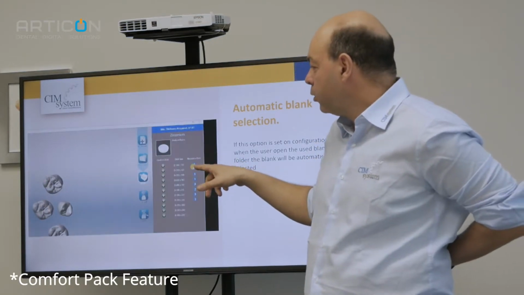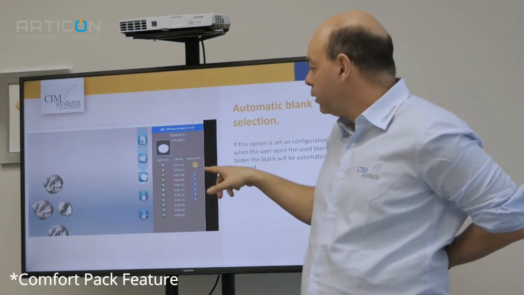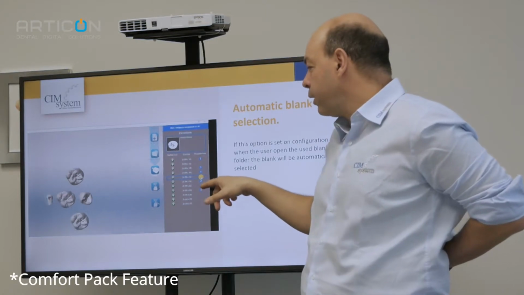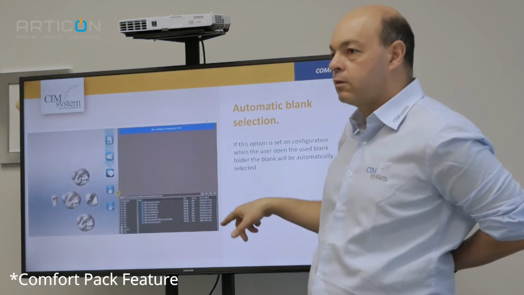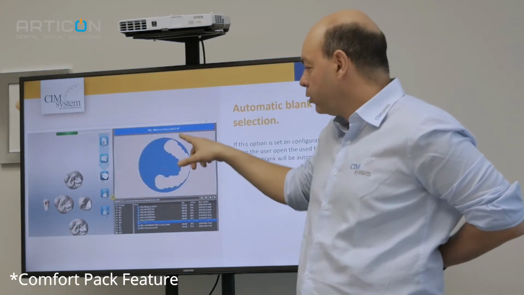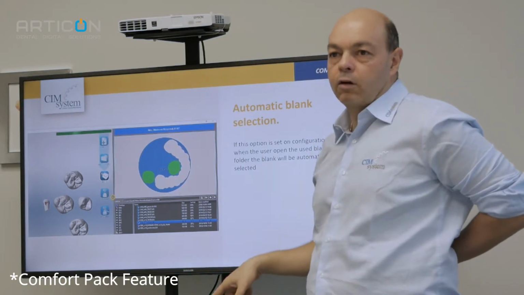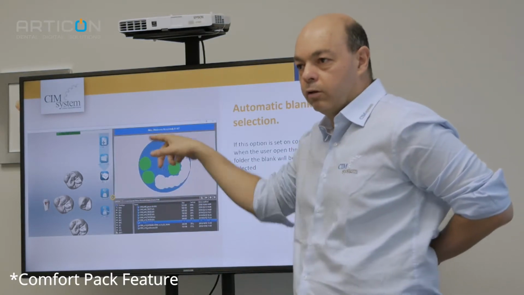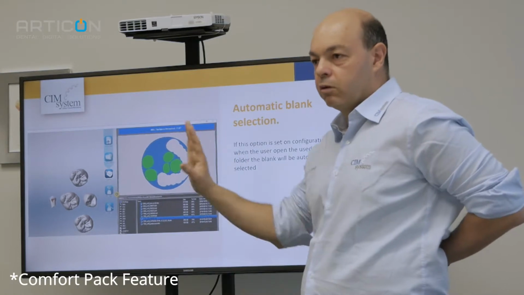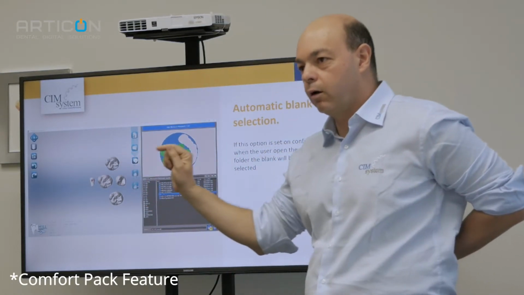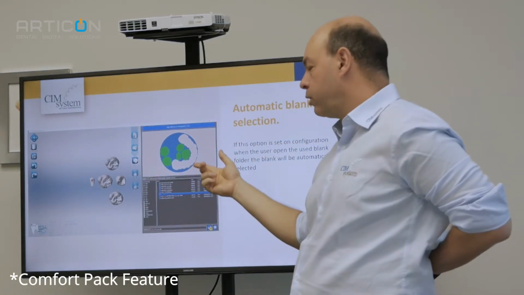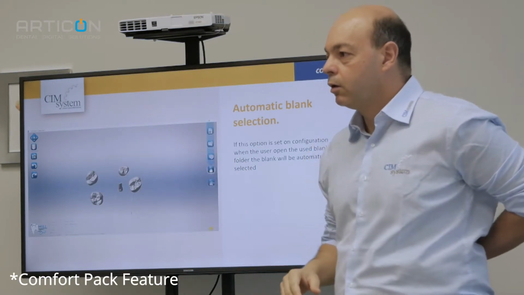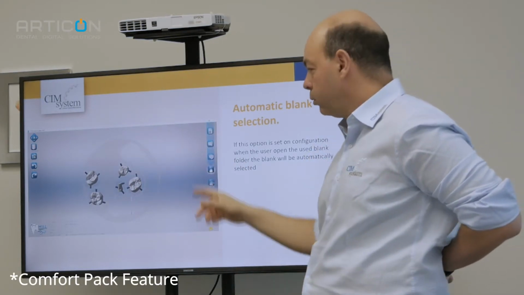Now when you select the old blank, you don't need to select the blank anymore. The blank is automatically selected by the software. Okay, the software automatically selects your best blank for machining all these projects. Okay, you don't need to select anything anymore. You click old and it suggests the best blank for machining all projects.